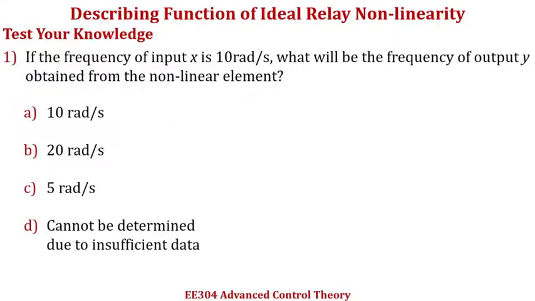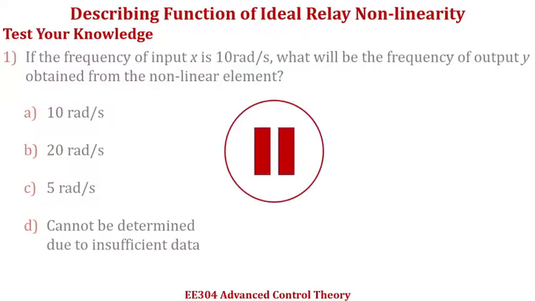Let's have a question now. If the frequency of input x is 10 radians per second, what will be the frequency of output y obtained from the nonlinear element? Here we are talking about the ideal relay nonlinearity. Now pause this video and try to answer this question.